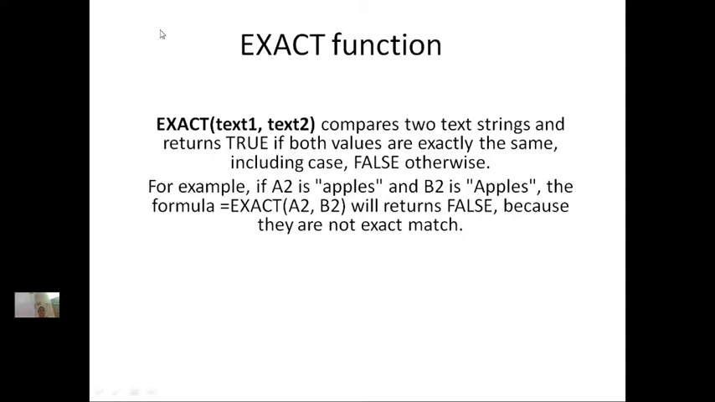For example, if A2 is apples and B2 is apples. Now see students here, in A2 it is in small letters, that is, the first letter of apples is small, and in the B2 cell the first letter of apples is capital. Now when you apply the EXACT function, EXACT in brackets A2 comma B2, what is happening? It is returning the value false because it is not matching.